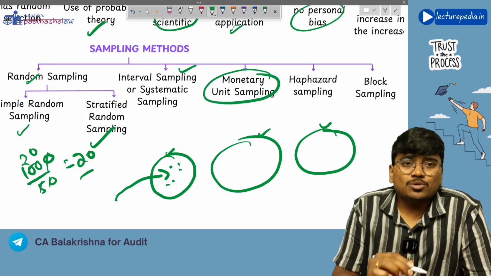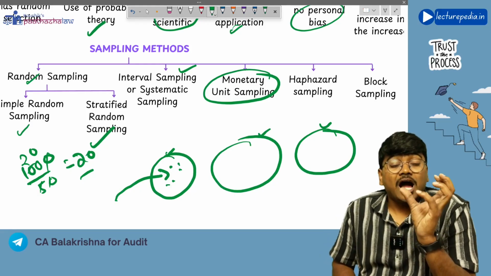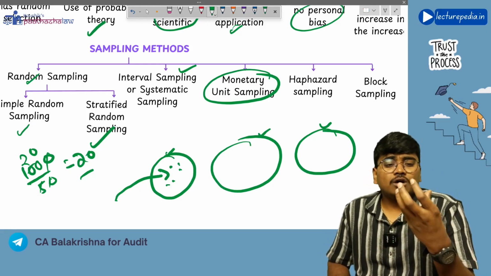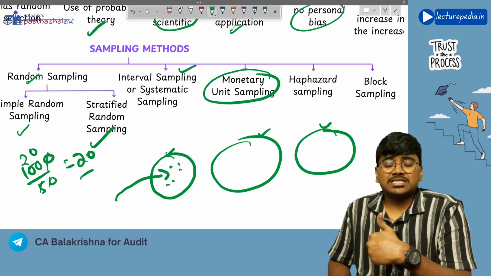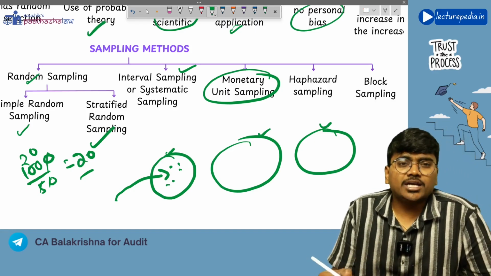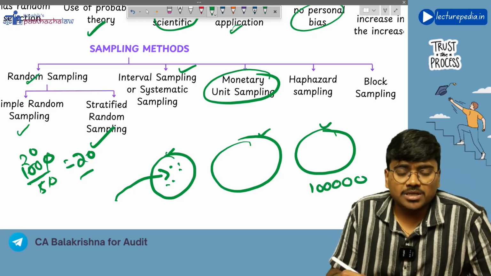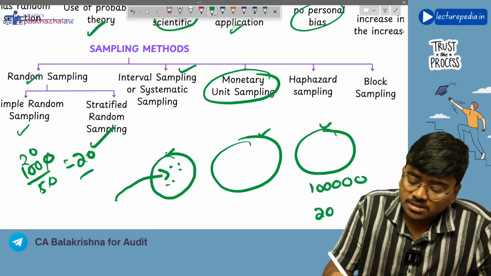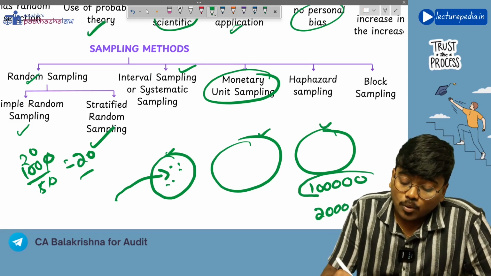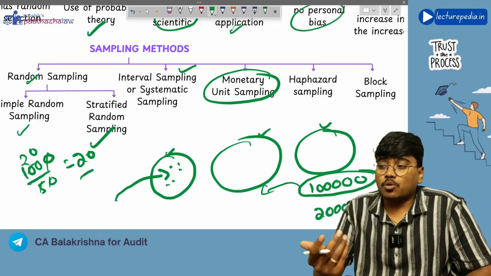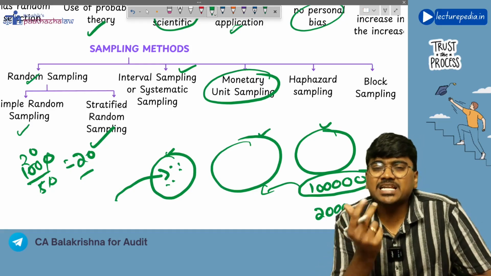Next, monetary unit sampling. In case of monetary unit sampling, you will give weightage to the amount. So if the amount of a unit is more, then the chance of that being selected into the sample is high. Let's say a particular item's amount is 1 lakh rupees, and another item's amount is some 2000 rupees. Then in monetary unit sampling, the chance of the 1 lakh rupees item coming into the sample is more when compared to the 2000 rupees item. Here you will give importance to monetary value.